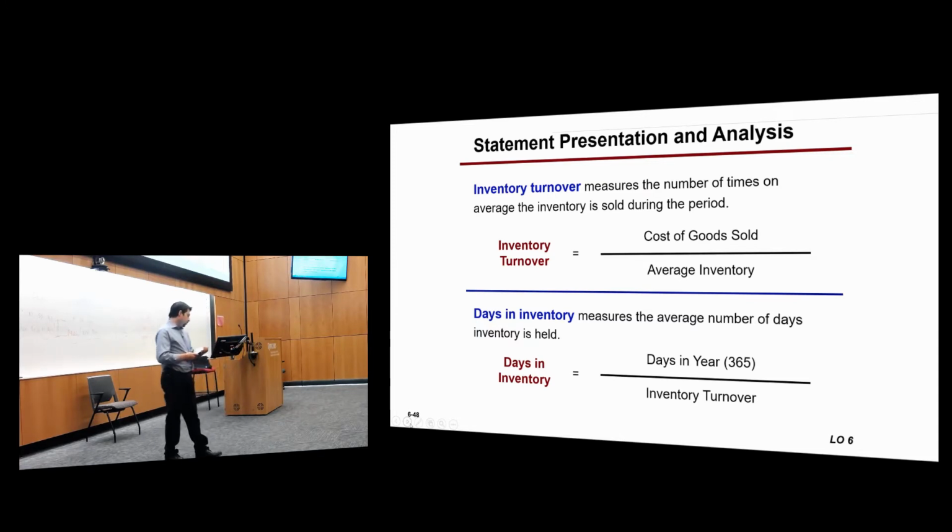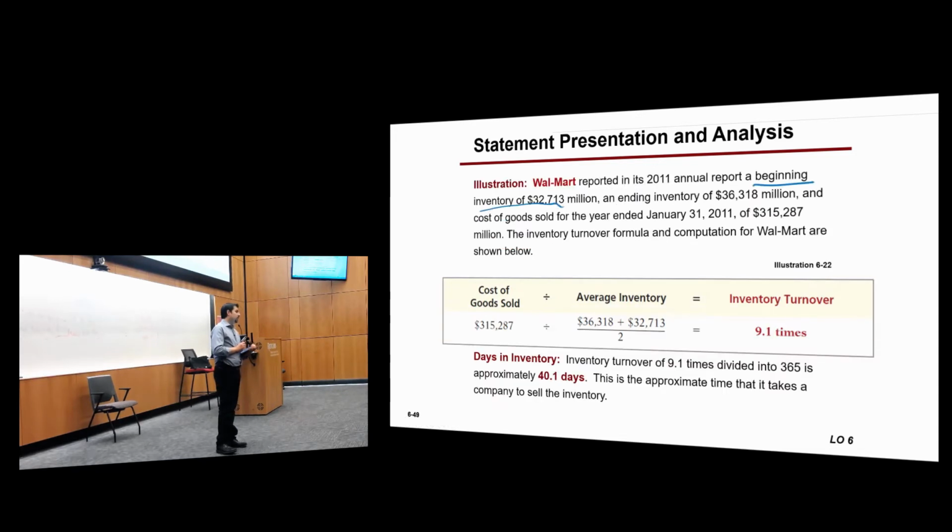So Walmart reported in its 2011 annual report a beginning inventory of 32,713,000,000. Ending inventory was 36.318 billion. And the cost of goods sold was 315 billion. I'm just giving roughly the numbers. How do you calculate the turnover?